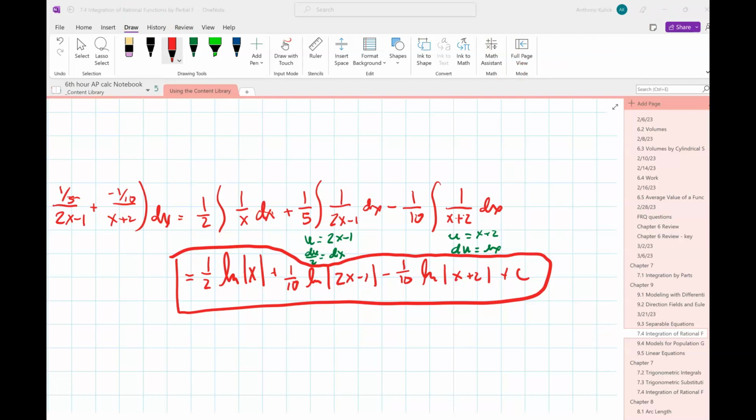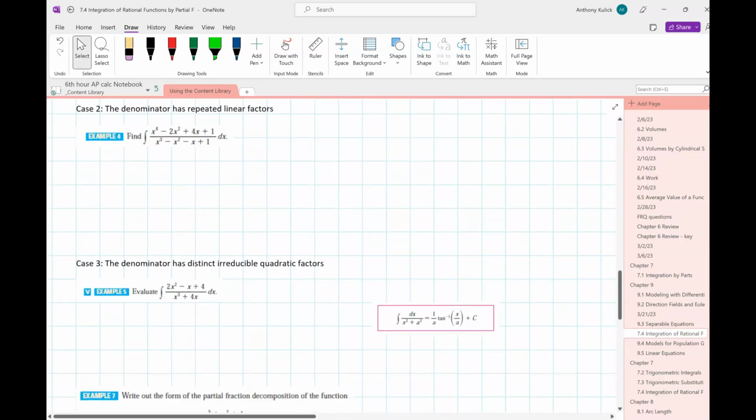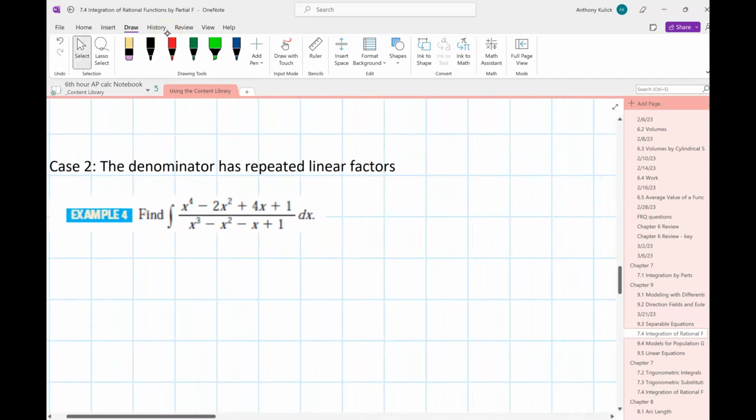All right. I'm going to do one more example and get on our merry way. Sound good? So we're going to talk about the case where we have repeated linear factors. So notice here, what do you notice?